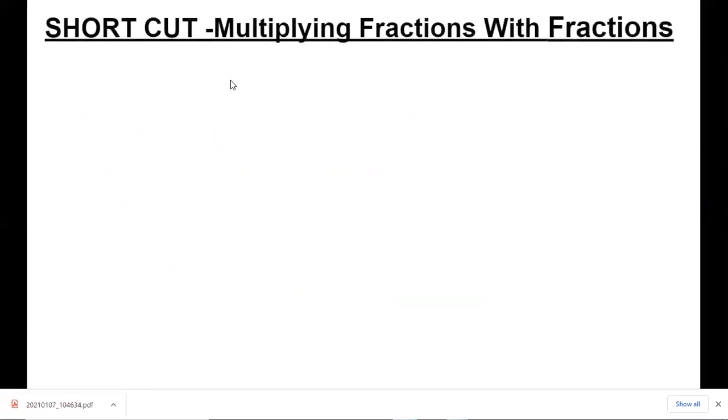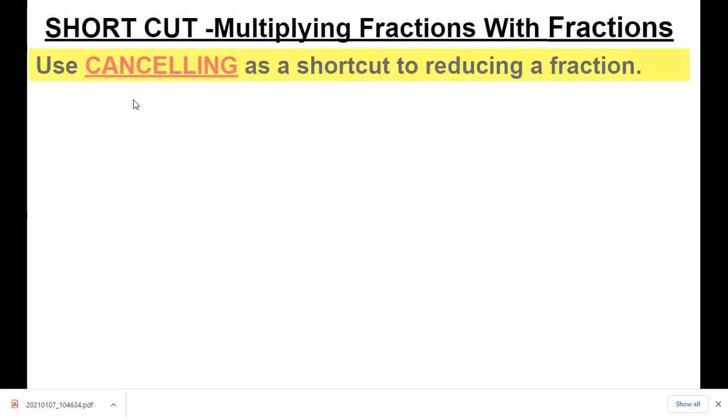Okay, let's look at another example. There is a shortcut. So I'm going to show you the shortcut, and you're going to want to use the shortcut because you won't have to reduce such big fractions. So let's see the same problem again. We can use canceling as a shortcut to reducing a fraction. So you're going to want to do this. You're going to like this method.